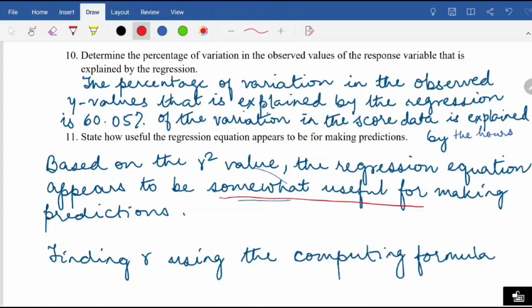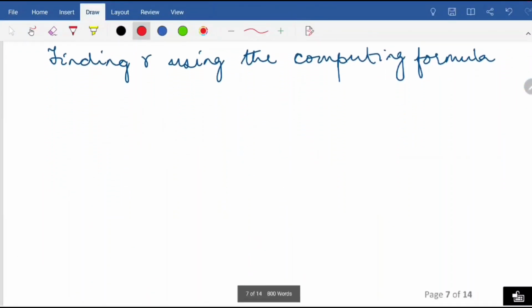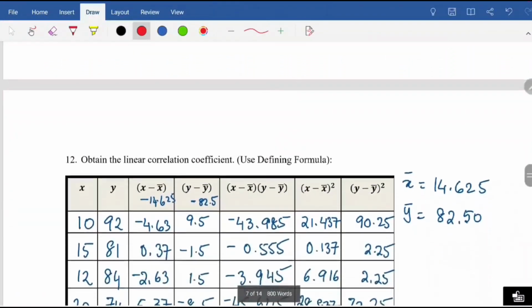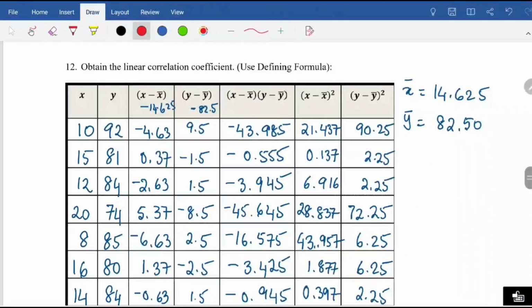That's how it goes. All right, so finding R using the computing formula. Now we are going on to finding the linear correlation coefficient, which is R. It's R without the square. So that's what the linear correlation coefficient is.